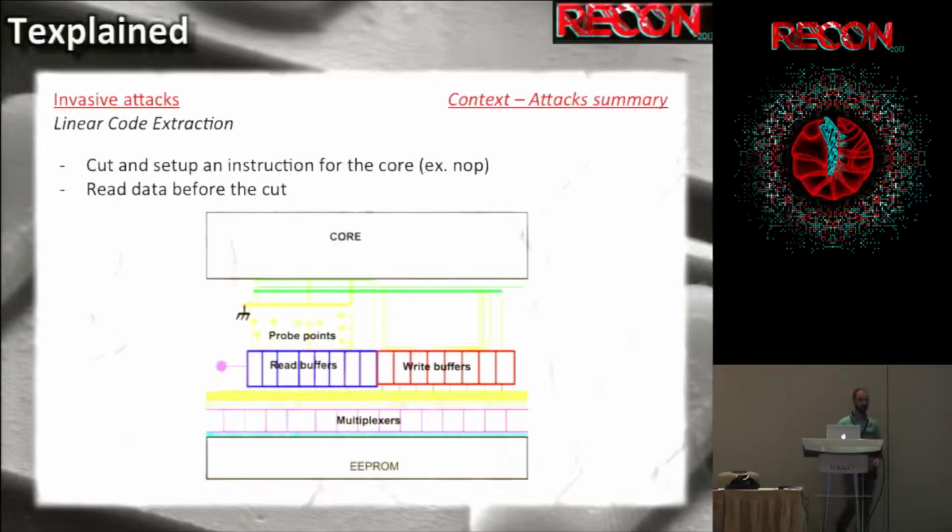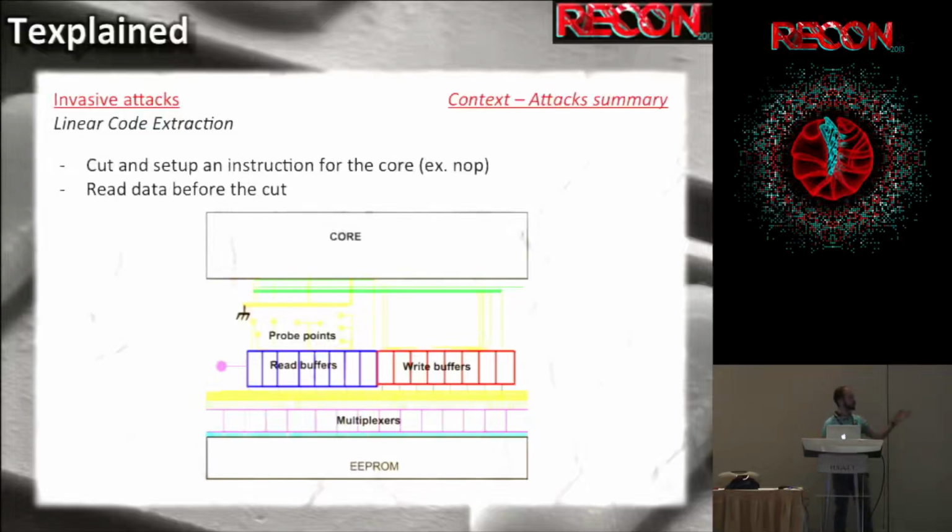So it means if now I put my needles on the probe points, what I will see is just the code that was stored in the EEPROM. It will be linear all the way through. And that's something that is still working today and used a lot, you know.